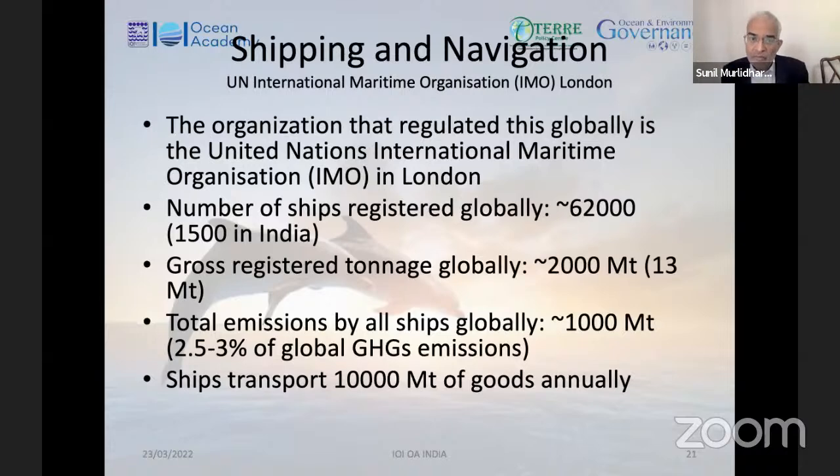Shipping and navigation, this is controlled worldwide, at least in our world, obviously in a democratic world, or in a United Nations sense of the world. And this is controlled by the UN organization called the International Maritime Organization. It's one of the few organizations that is based outside the United States and Switzerland. It is one of the very few organizations that is based outside of those two countries. And this is based in London, in England, in the United Kingdom.